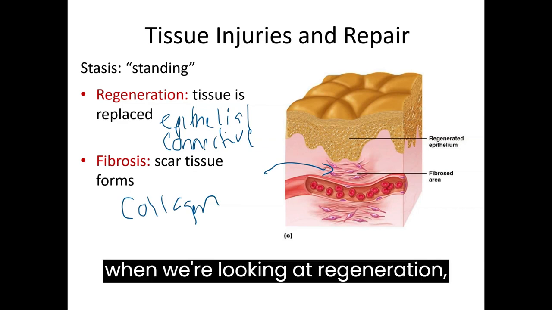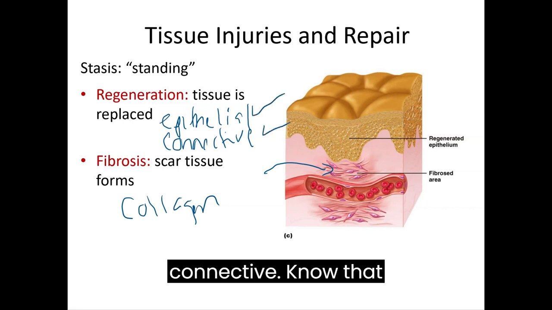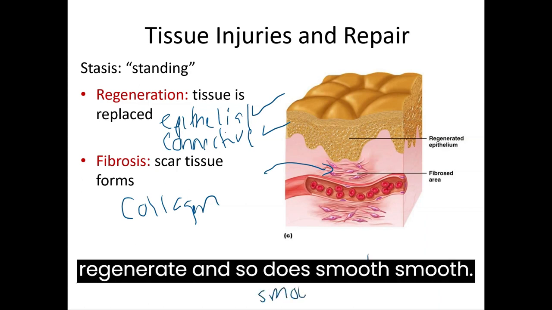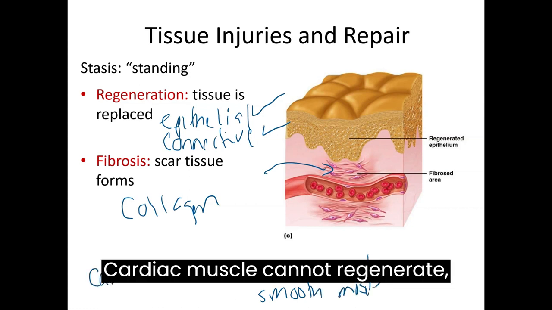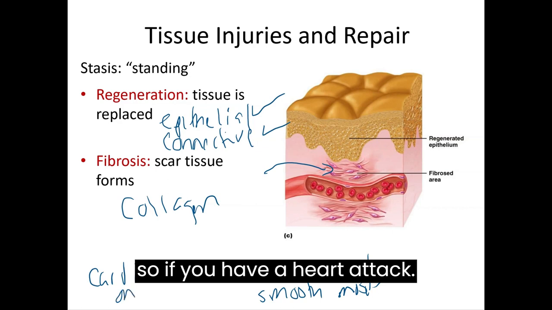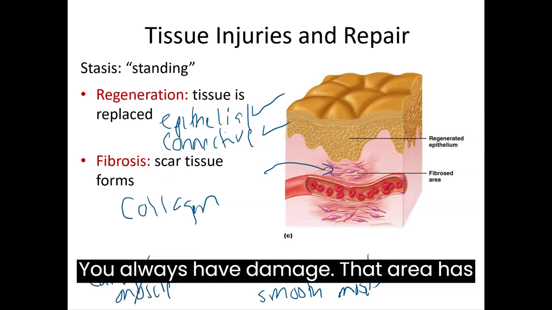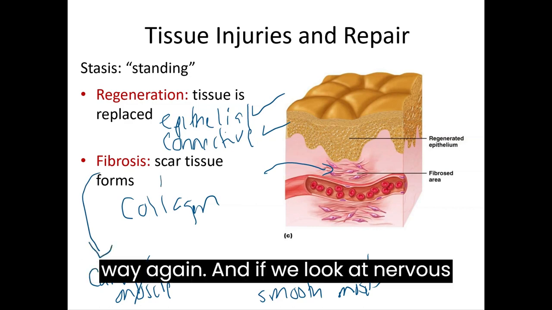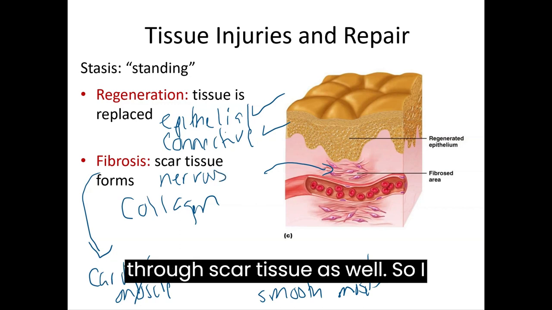Now, when we're looking at regeneration, again, the best ones are epithelial and connective. Know that skeletal muscle has some ability to regenerate, and so does smooth. Cardiac muscle cannot regenerate. So if you have a heart attack, you always have damage. That area has scar tissue and it never works the same way again. And nervous tissue typically heals through scar tissue as well.